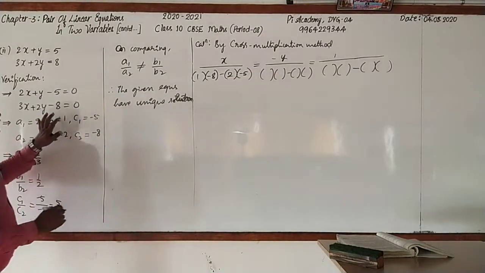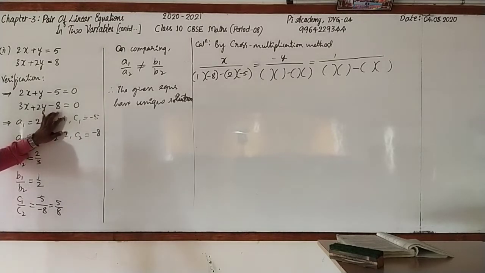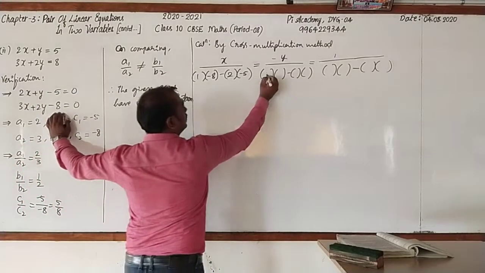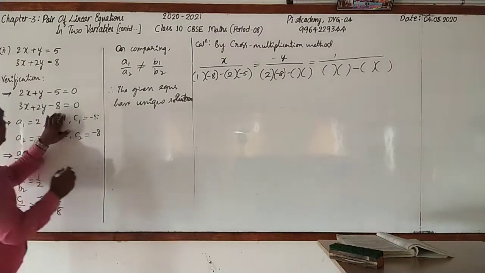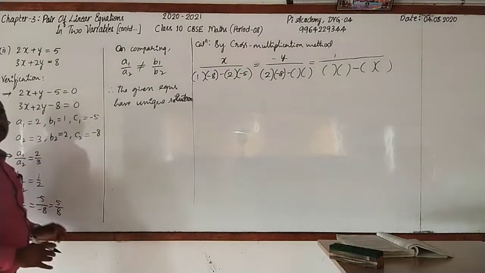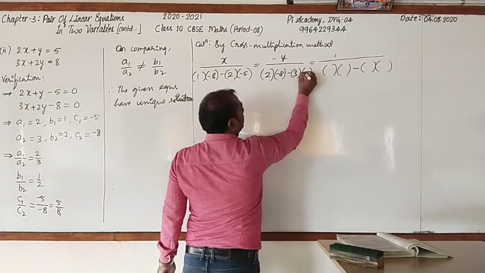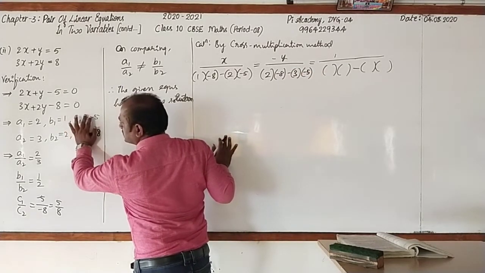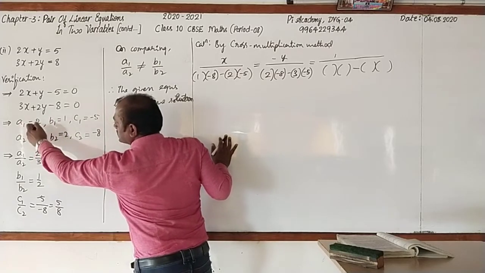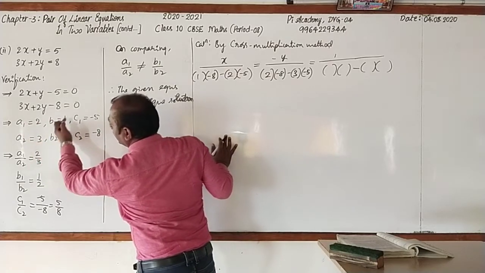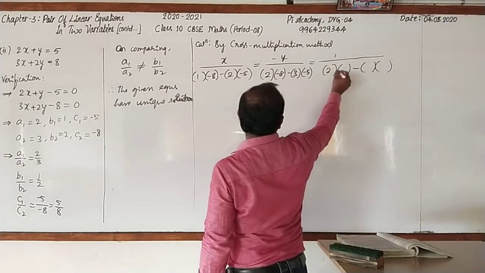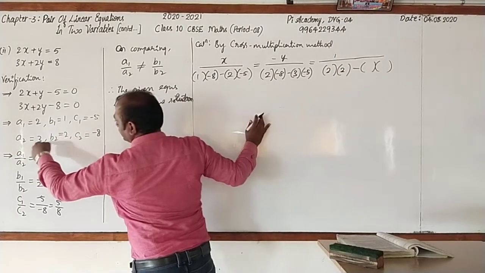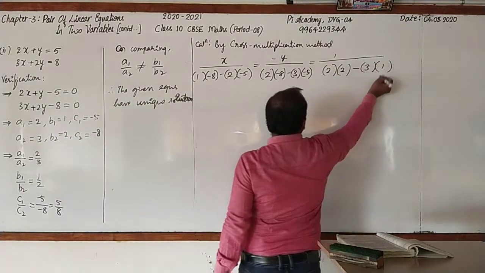Next, y. Leave the coefficients of y, take the remaining: a1, a2, c1 and c2. Cross multiply: 2 and minus 8, 2 and minus 8, then 3 and minus 5. Then constants: leave these constants c1 and c2, take the remaining. It is 2 and 2, 3 and 1.